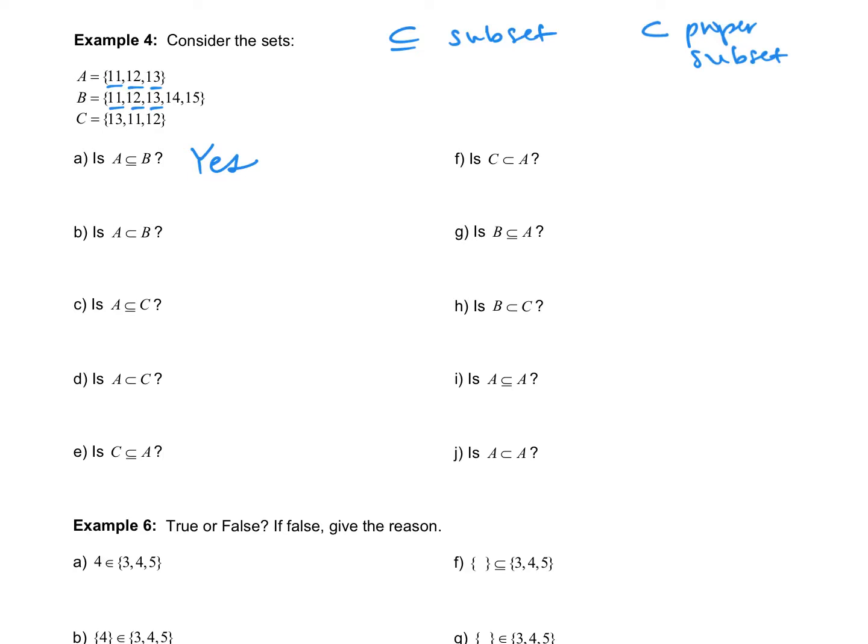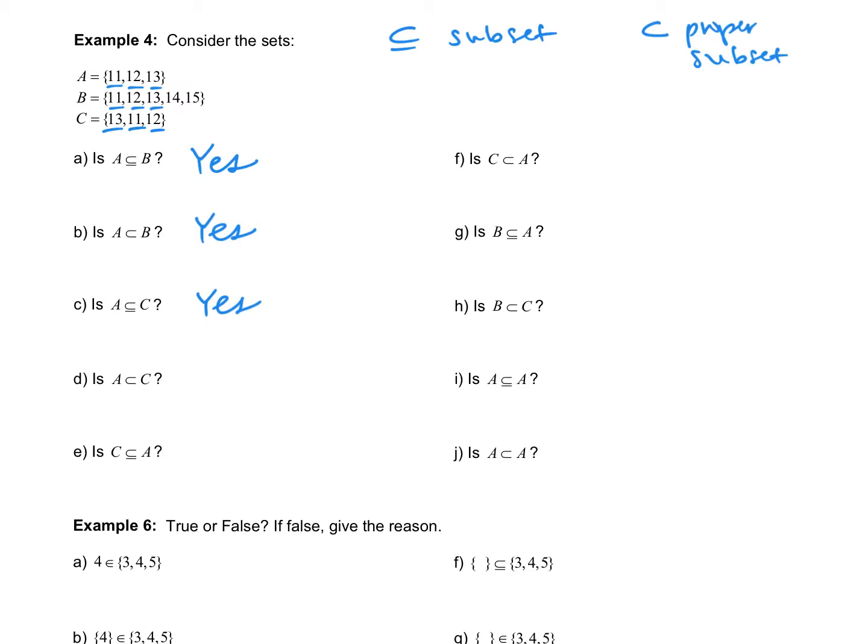Now, is A a proper subset of B? Again, that's just saying, are the elements in A and B, but they're not equal? Well, that's also true, yes. There's 2 extra elements in B that are not in A. Great. Is A a subset of C? Well, I see 11, 12, 13, 11, 12, 13. Yep, that looks good. That's good too.